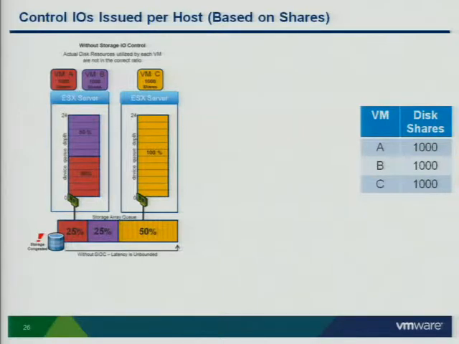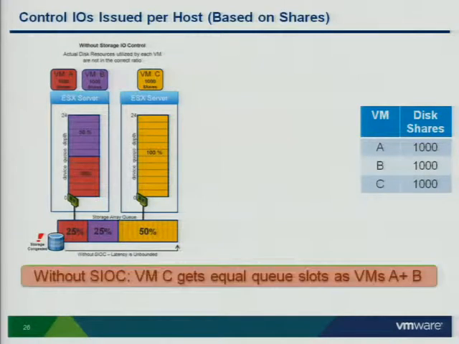And even if the VMs are equal shares, as in this case we have 1,000 shares each, the VM C would actually get twice the amount of throughput if they were running similar workload compared to VM A and B. So VM C is getting unfairly high number of IOPS just because he is sitting alone on a particular host.